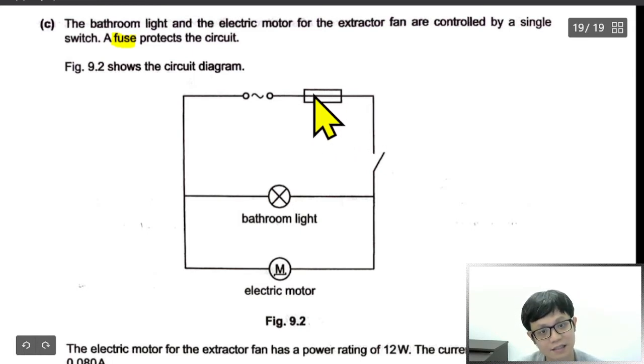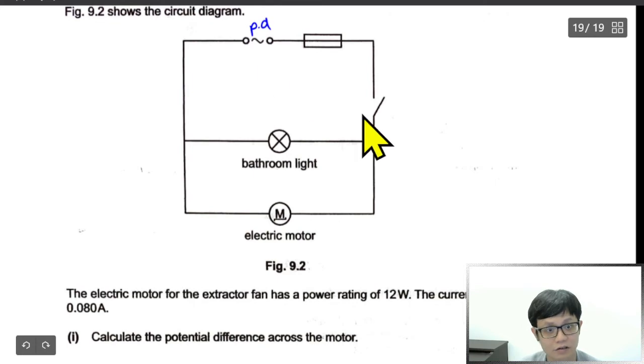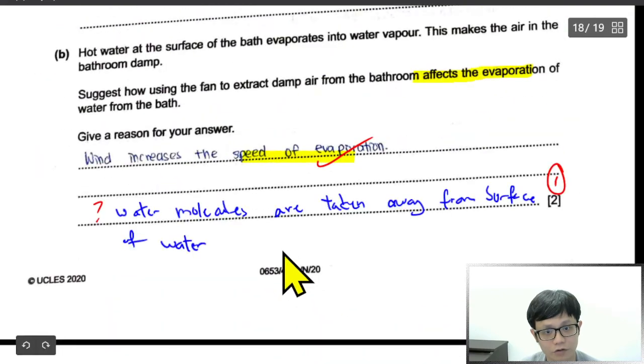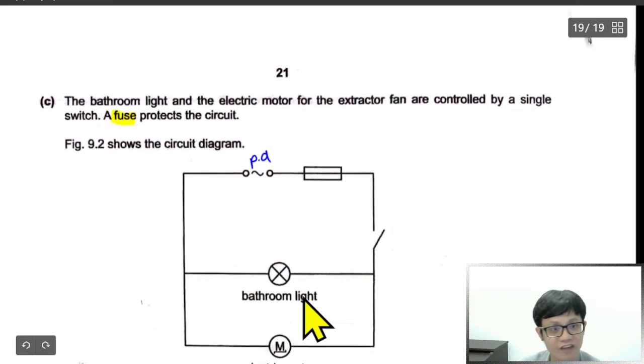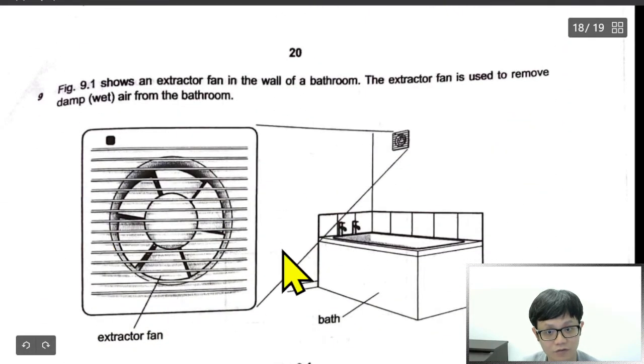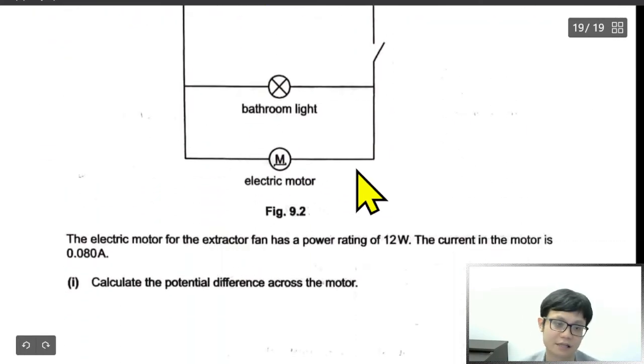This is the battery or the potential energy, correct or not? This is the source of energy. Sometimes they write potential difference, watt, energy, battery, depending on the question, but we know that this is the source, then the switch, the light, and the electric motor. What is the electric motor for? He didn't state. The electric motor is the fan, probably this motor fan, I think. Okay, makes sense. So let's read the question.